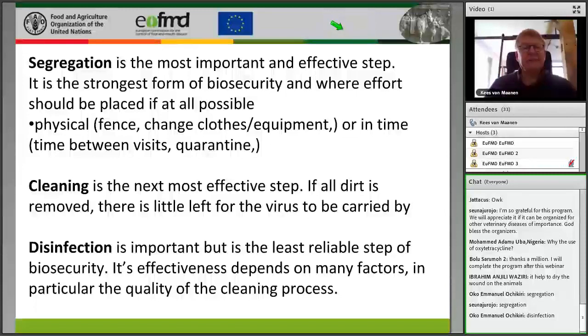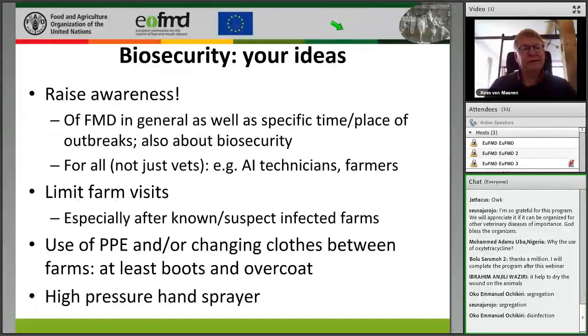Cleaning is the next most effective step. If all the dirt is removed, there is little left for the virus to be carried by. Disinfection is important, but it's the least reliable step of biosecurity. Its effectiveness depends on many factors, in particular the quality of the cleaning process. We often see a foot bath, or even a wheel bath, which is never replenished or refreshed, with some disinfectant in there with lots of organic material, and then most of the disinfectants, if not all, will not work anymore.